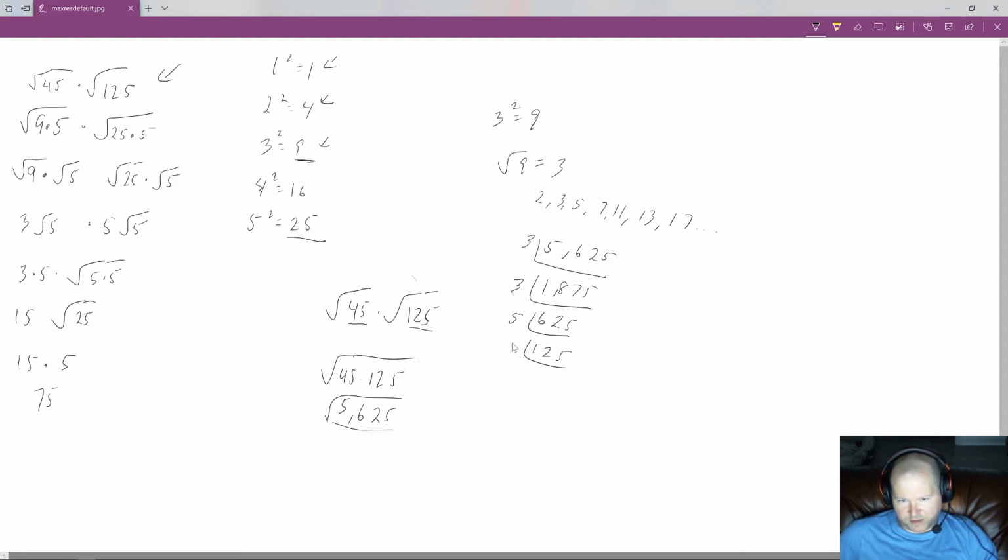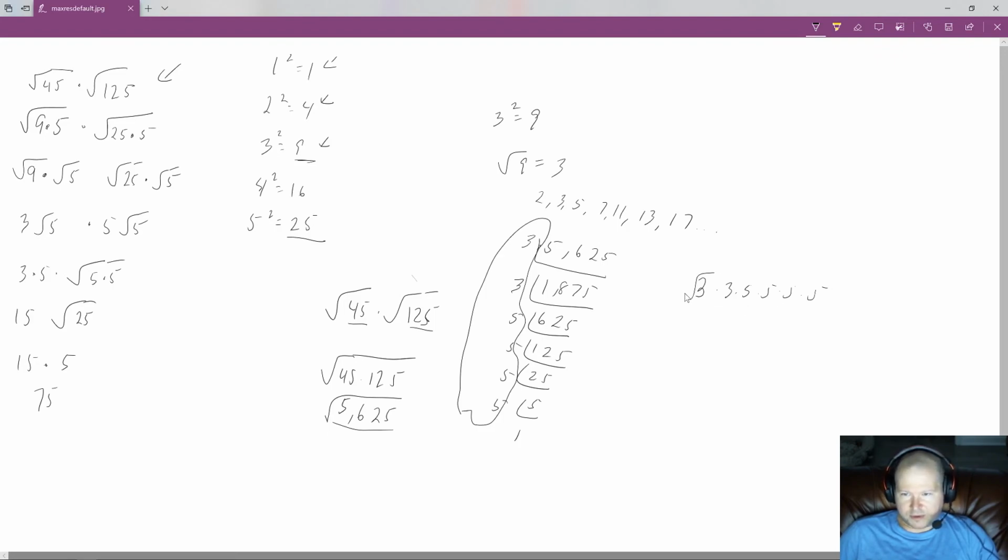I'm going to divide 125 by 5. That gives me 25. I can divide that by 5. That gives me 5. I can divide that by 5. That gives me a 1. So the prime factorization of it is this right here. It's all this nonsense right here. Okay, so at this point, I know it's 3 times 3 times 5 times 5 times 5 times 5.